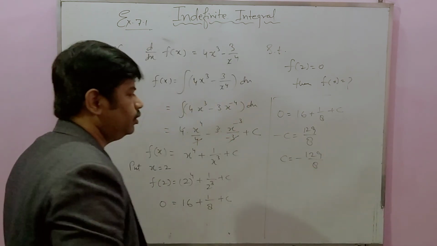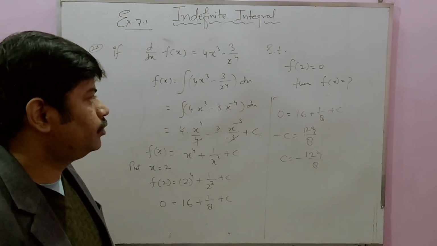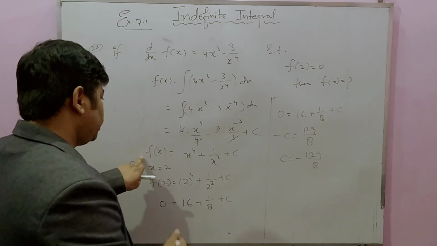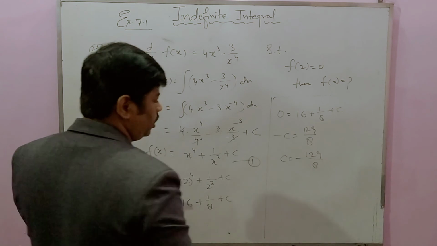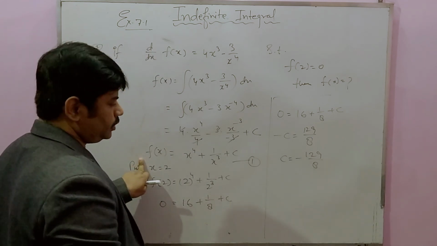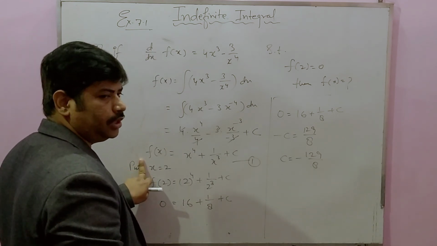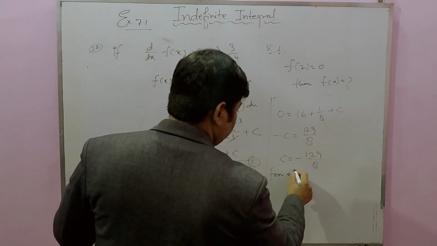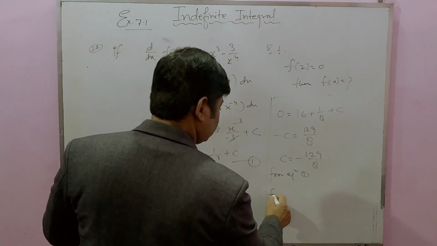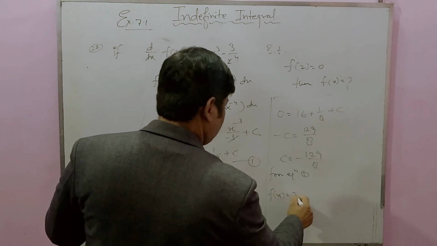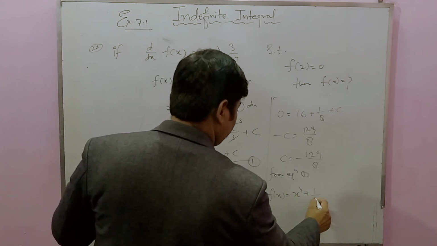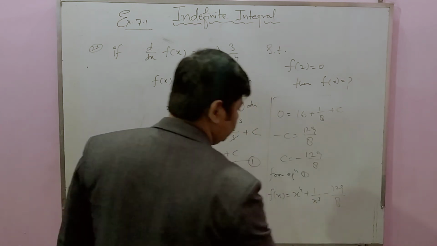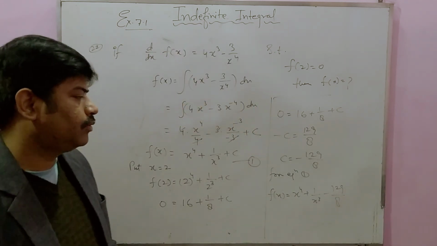So what we are doing is, when it is given f of 2 is equal to 0, it means we are getting the value of c, and we are putting this value in equation number 1. We are putting the value of c in this one, the integral constant. So from equation first, f of x equals x to the power 4 plus 1 upon x cube, minus 129 upon 8. Okay, this is your answer.